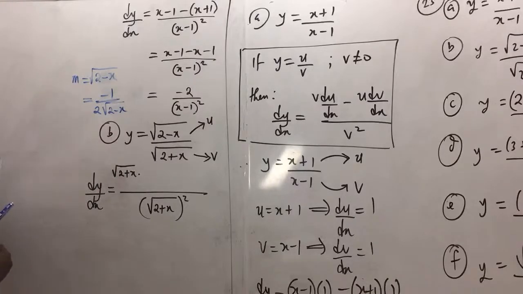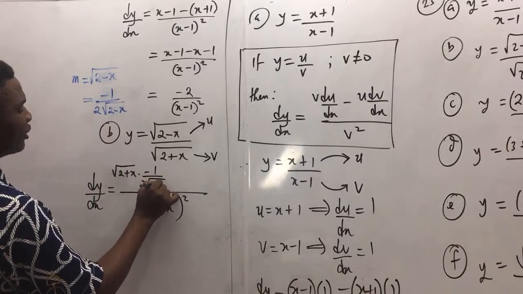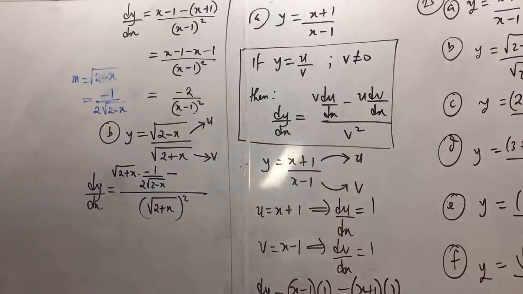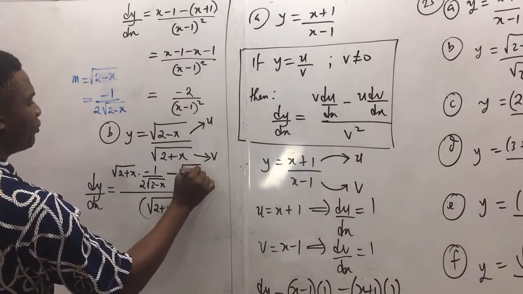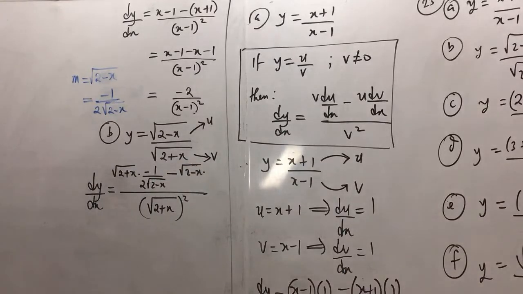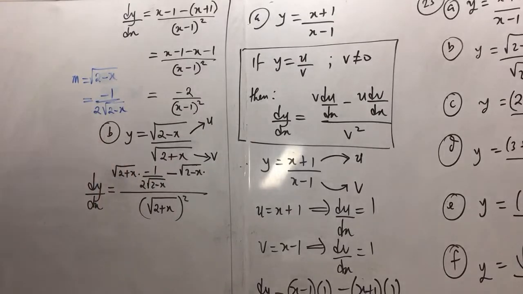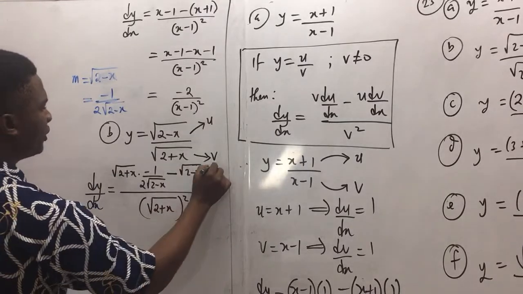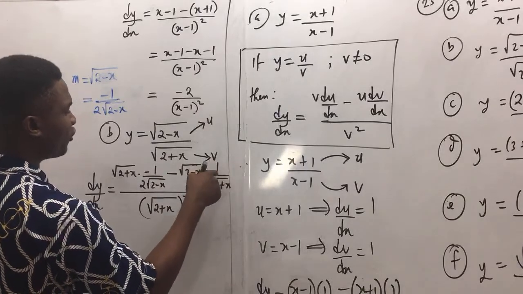And I'm going to bring that result here. So minus 1 over 2 square root of 2 minus x. Then minus this minus here. What is our u? Our u is the square root of 2 minus x, so I'm going to put it here, times, what is our dv/dx? Our dv/dx, since v is 2 plus x, by a similar thing we've done here, the result you would get will be 1 over 2 square root of 2 plus x times 1, which of course gives you 1.